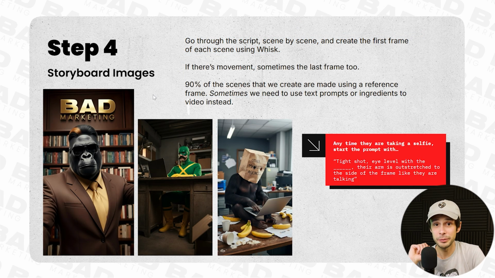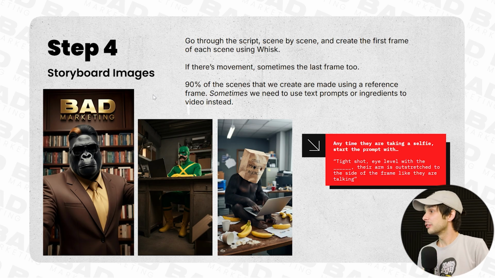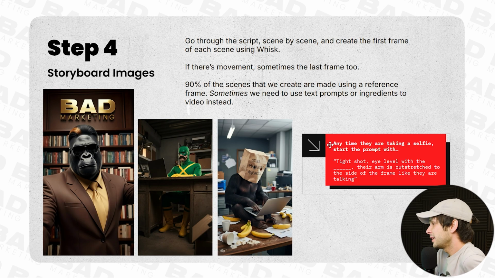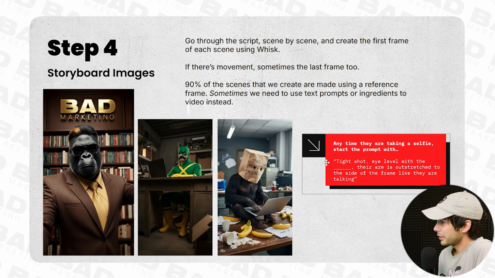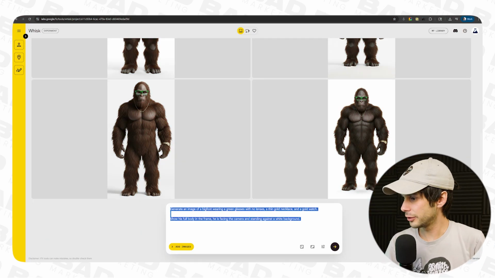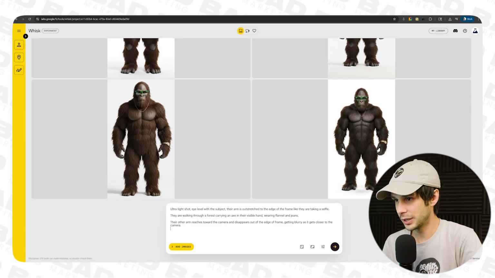90% of the scenes that we're making are created by doing this, by using reference frames. Sometimes we need to use text prompts or ingredients instead, which I'll go over, but really it's almost entirely by creating these reference scenes. This is an example of the prompt that I basically use for all of these vlog style videos, and we're gonna use that. So tight shot, eye level with the blank, that's the subject. Their arm is outstretched to the side of the frame like they're talking. So let's jump in and let's do that.